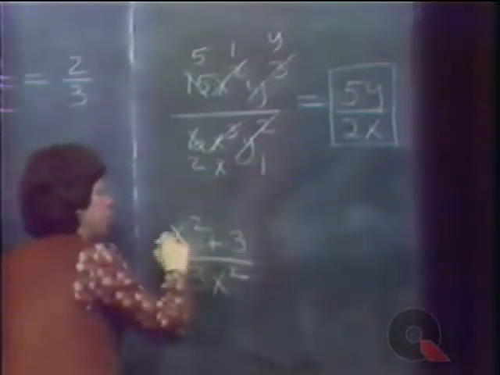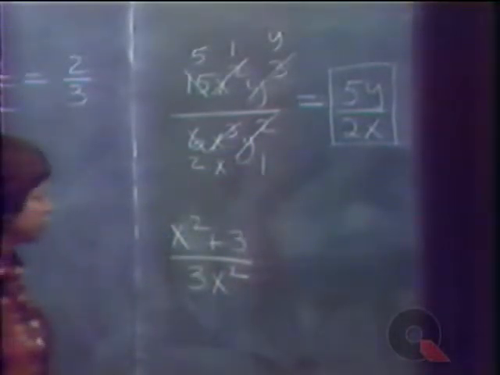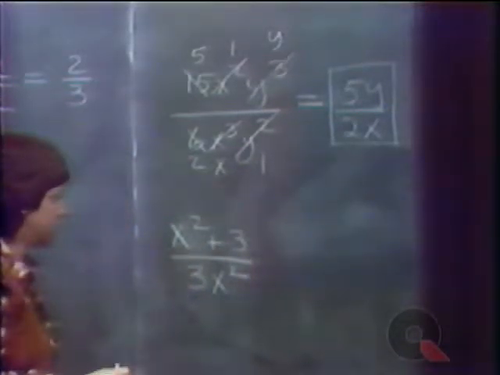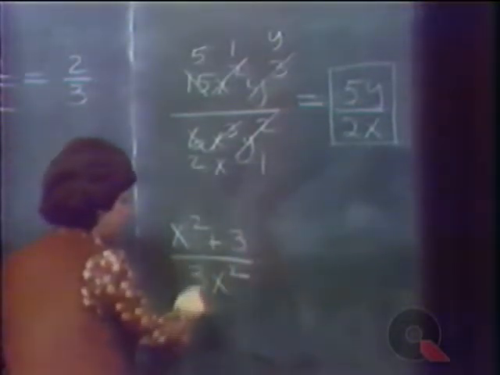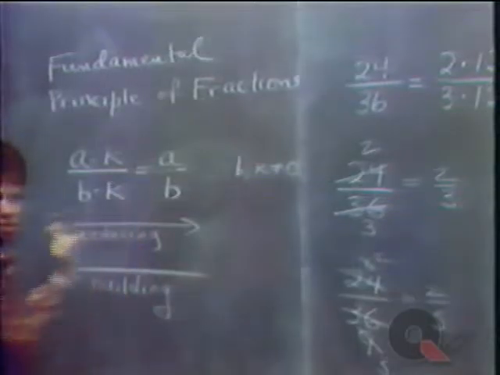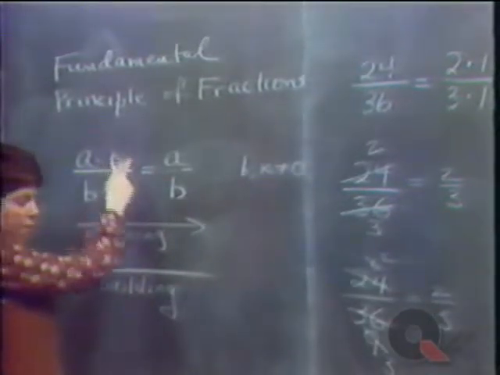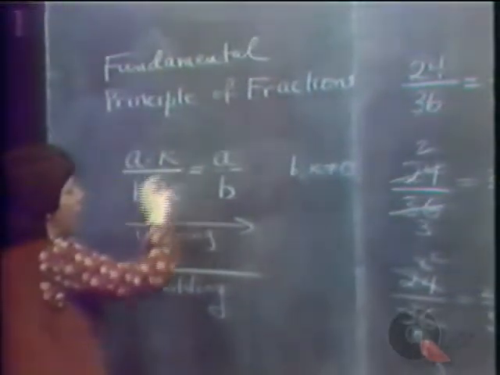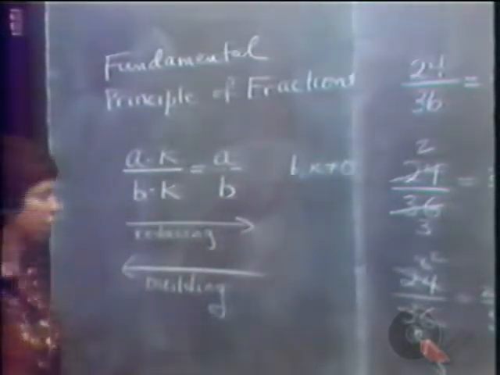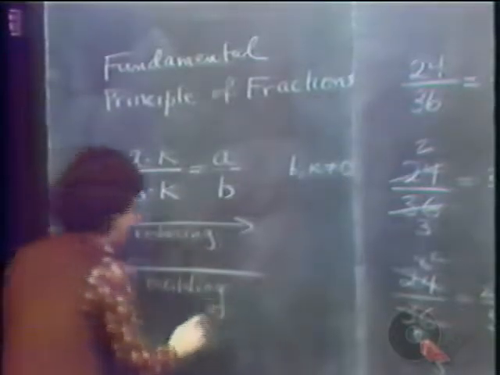But neither 3 nor x squared is a factor in the numerator. They are terms of this polynomial in the numerator. They are not factors. Okay, you cannot cancel the 3. You cannot cancel the x squared. Going back here to the fundamental principle of fractions, it says if you have a common factor, in this case k, you can divide numerator and denominator by k and reduce the fraction to lowest terms. Okay, it does not say anything about this.